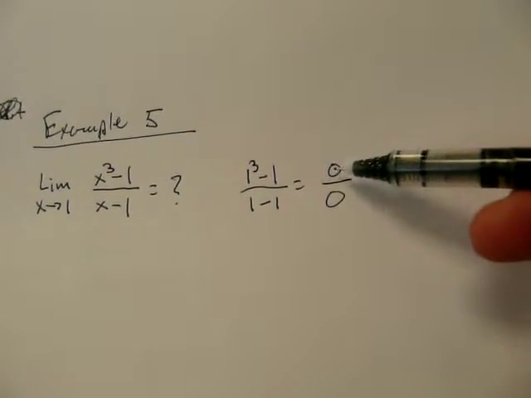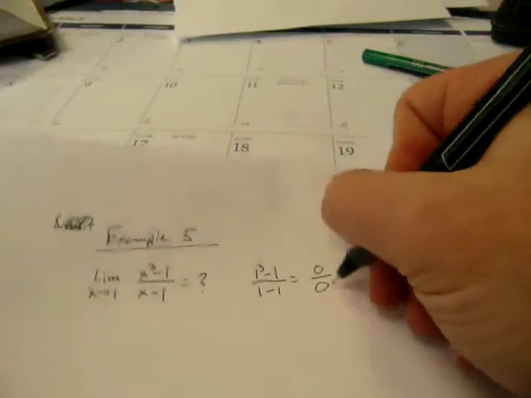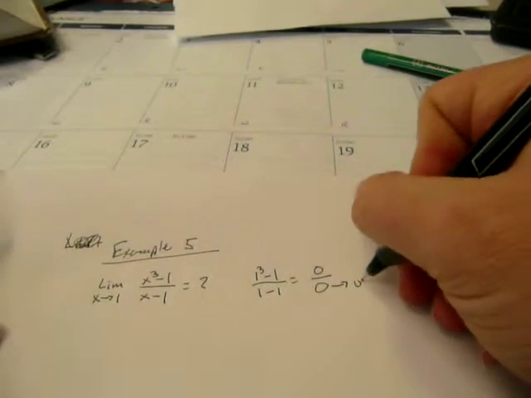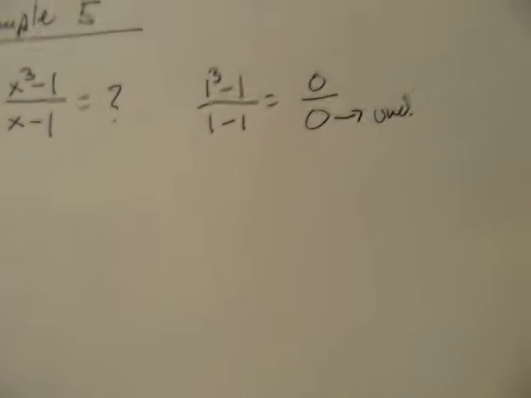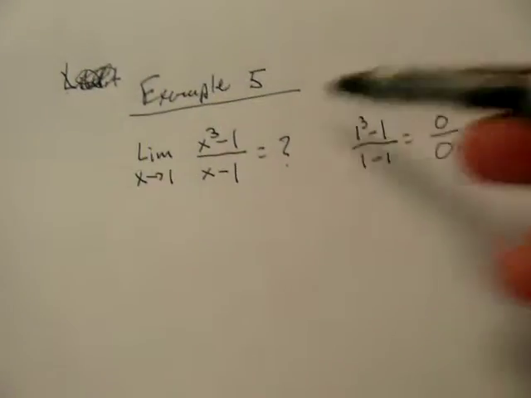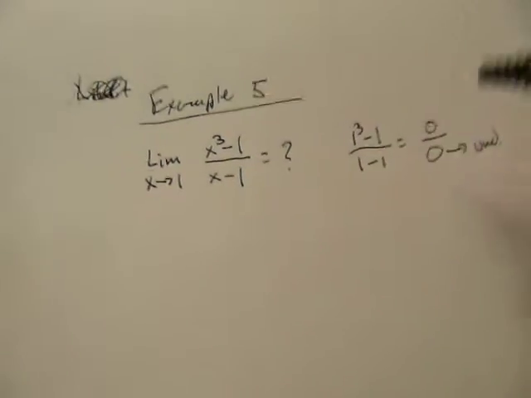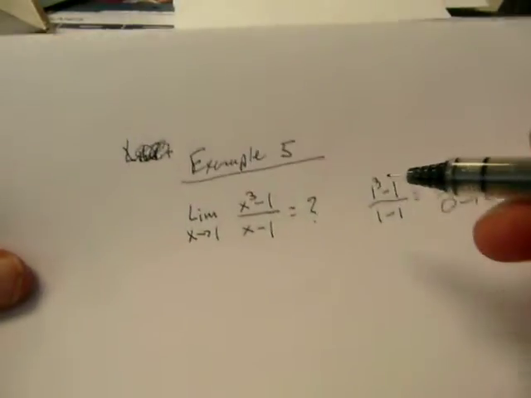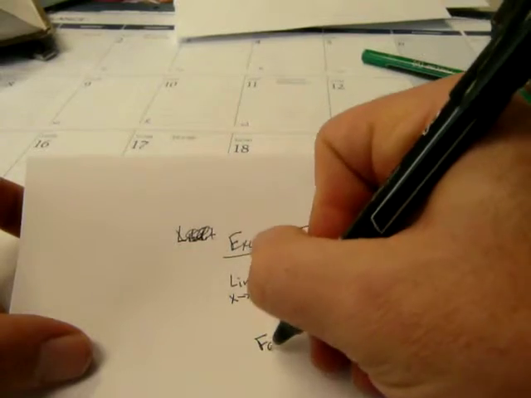0 on the top is okay, but when you have 0 on the bottom, that basically tells you your function is undefined. Okay. But that's not going to help us find the intended height. So when a situation like this occurs, one of the first strategies I want you to try is to factor.